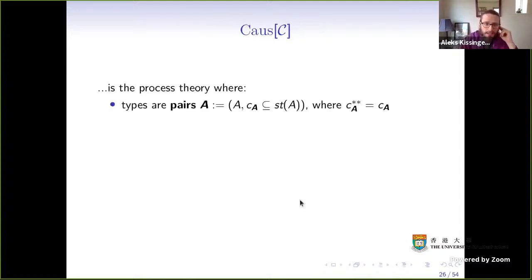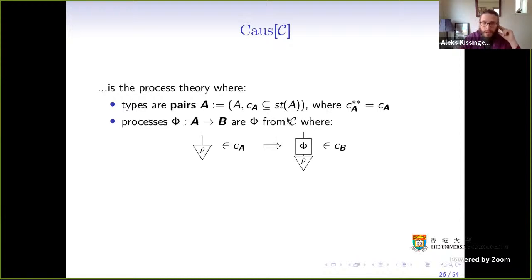What this Caus[C] thing is: I take my types as pairs. So here's a system from C, for instance, this could be a Hilbert space. Here's a set of states, which is closed. Okay, so this is a collection of states in that Hilbert space. And the processes should just be things which preserve that set. Okay, so for example, I could take the set of all trace one states, so the set of all density operators. Then the processes preserving that set are just the CPTPs, so the completely positive trace preserving maps. But I can take other sets and I get other interesting kind of higher order stuff.